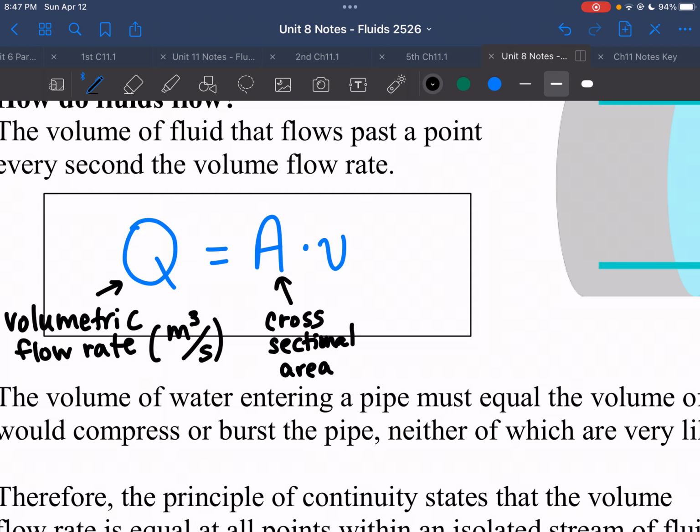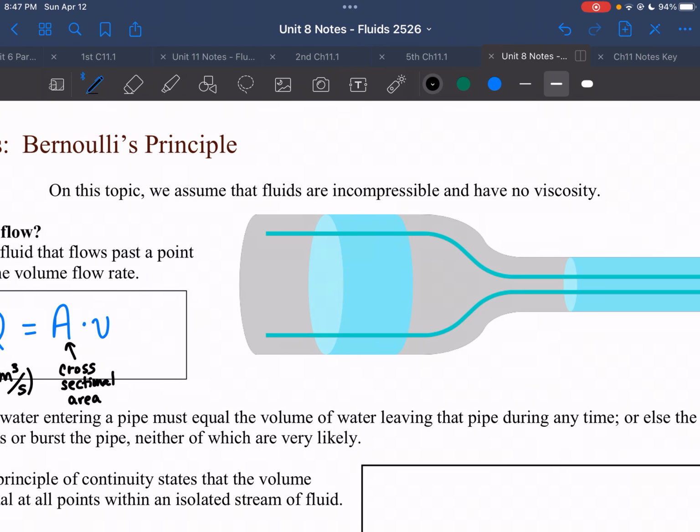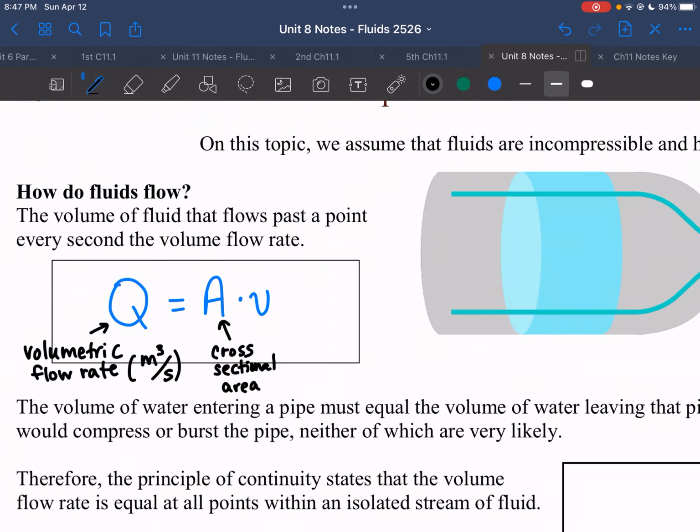If you remember cross-sections from geometry, it's when you take a shape and cut a slice out of it. So typically, if you were to make a slice right here through the pipe, you would see a circle. The area of that circle is our cross-sectional area. And then we have V, which is essentially the speed of our liquid, so flow velocity.